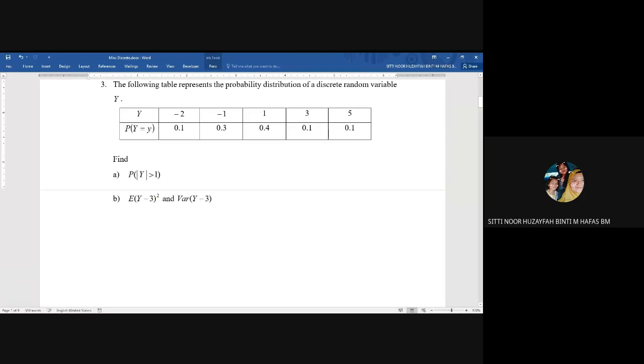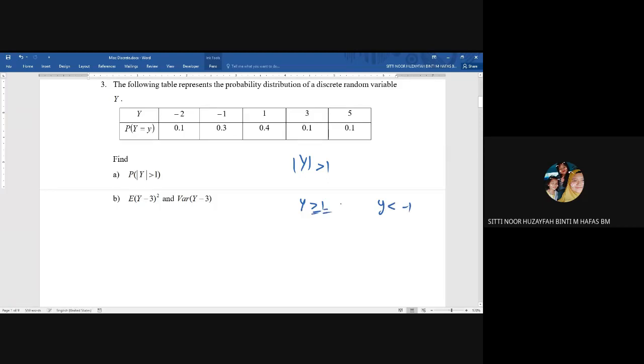The following table represents the probability distribution of a discrete random variable y. Now we have the random variable y with the values -2, -1, 1, 3, and 5. The probability for each value is given in the table. Now we want to find the probability of absolute y more than 1. So how do we define this? It should be y more than 1 and y less than -1.